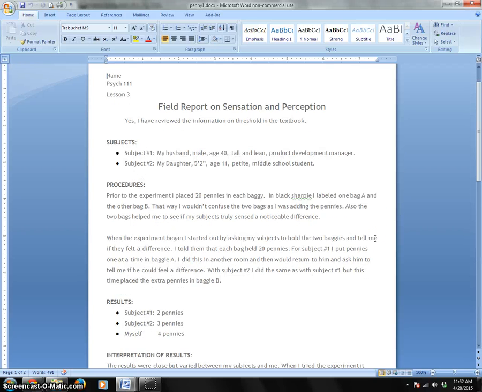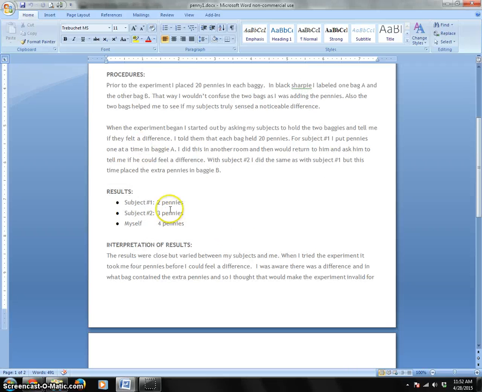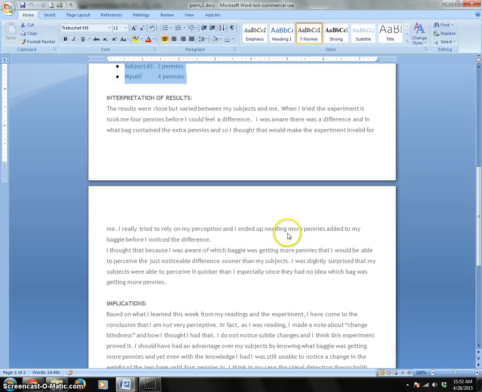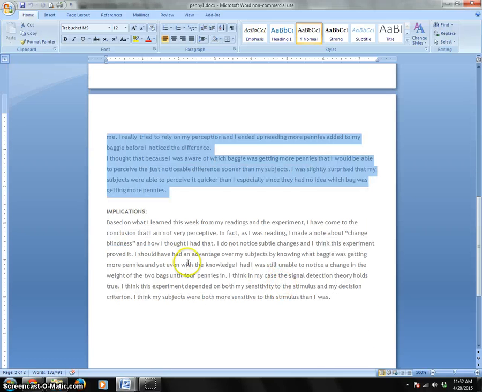So here are a couple pretty good reports. Most of these can be improved. I think one of these got 100% though, so that is great. Here they clearly explain their subjects, their procedures, which is great, and they also have their results spelled out here nice and neatly. Honestly, for this report you don't really need much more results than that, but the great thing about this report is the interpretation and also the implications.